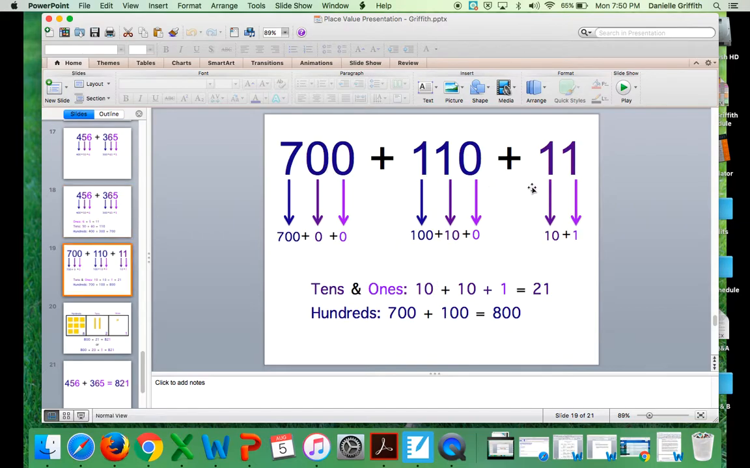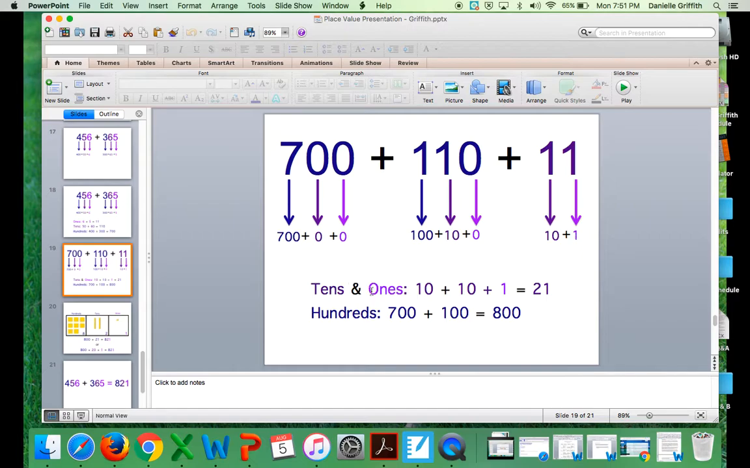I'm going to take these sums and I'm going to split them up just to make it even easier for myself. So 700 becomes 700 plus 0 plus 0. There's no number in the tens place, that's why it's 0, and we have no number in the ones place, and that's why that's 0 as well. Next we have 110, so we have a 100 in the 100s place, plus 10 plus 0. Then with 11, we have 10 plus 1.